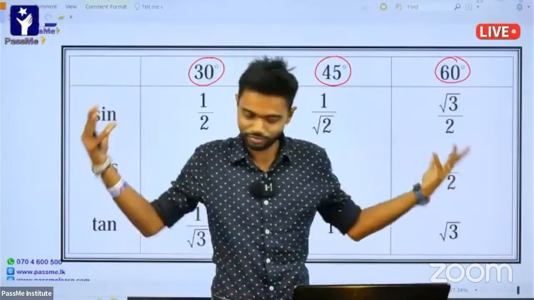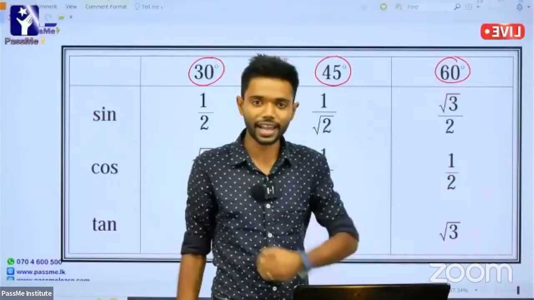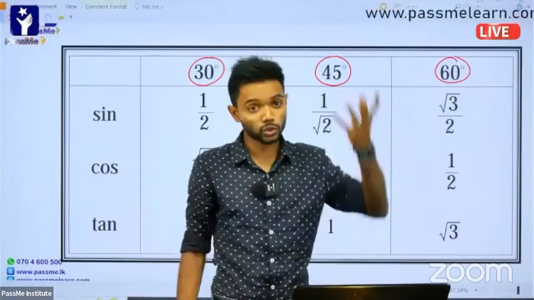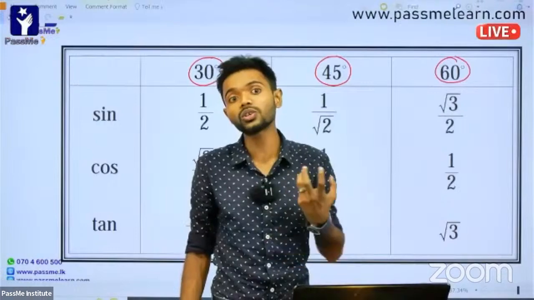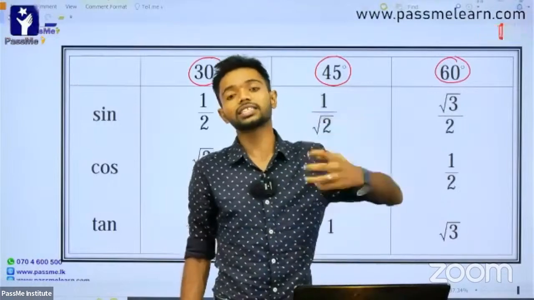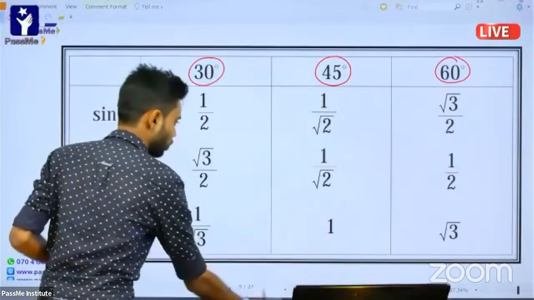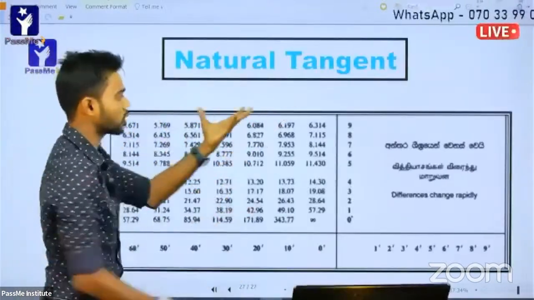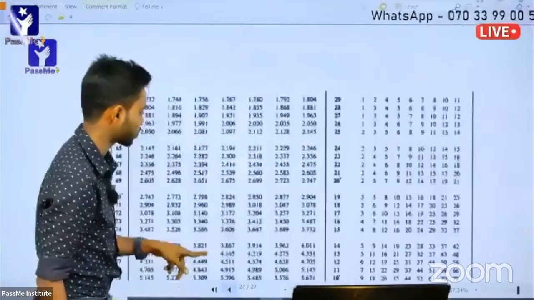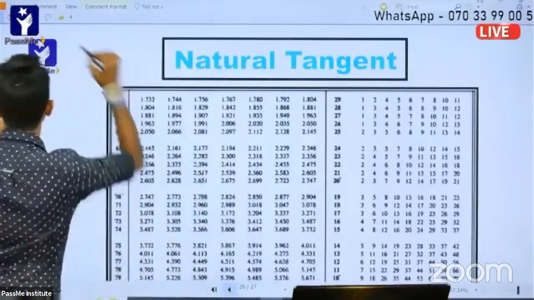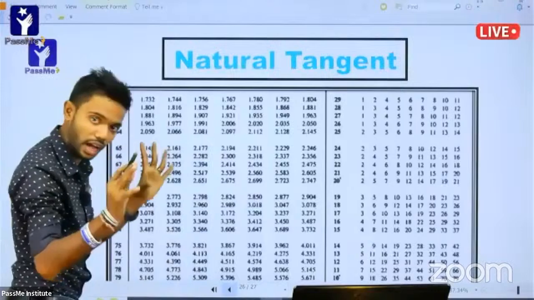Likewise, there are degrees. Those angles are all listed at the end of the table. If you go down, you can see this is the natural tangent. So this is the last page of my slide. For now, I will just introduce it.